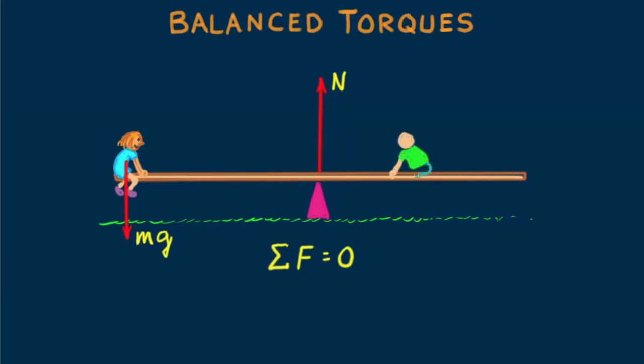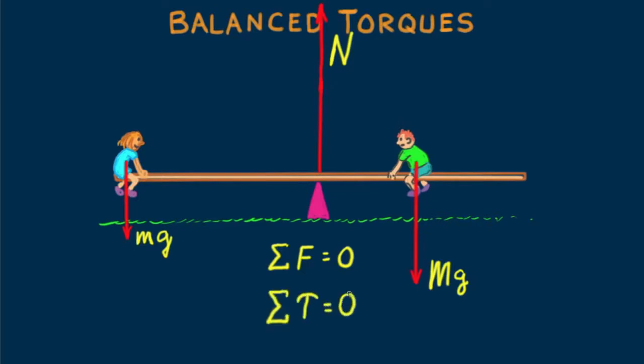For balance, a heavier kid needs to sit where the first boy sat. Then his weight multiplied by his closer distance to the fulcrum will equal her weight multiplied by her distance to the fulcrum. This brings us to a second requirement for mechanical equilibrium, that the sum of the torques on a system also equals 0, where Greek letter tau stands for torque. Equal and opposite torques can produce mechanical equilibrium.